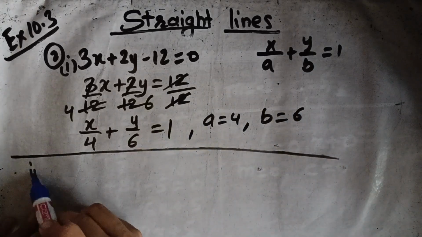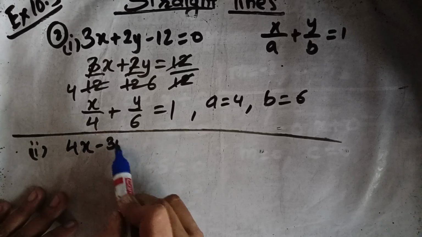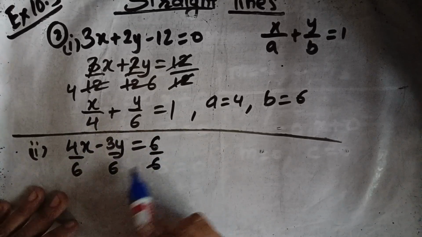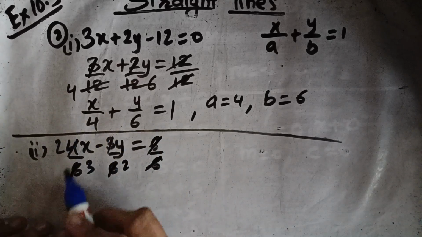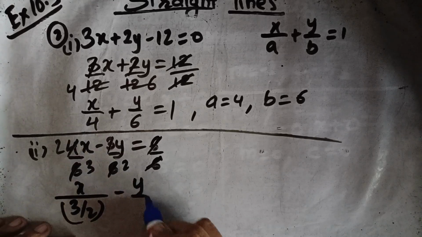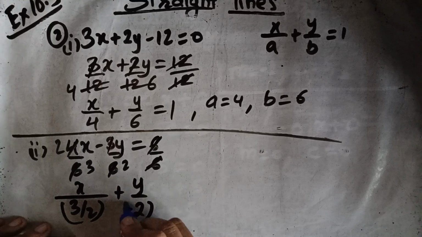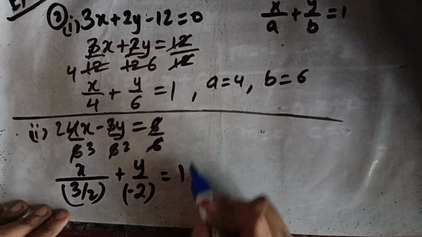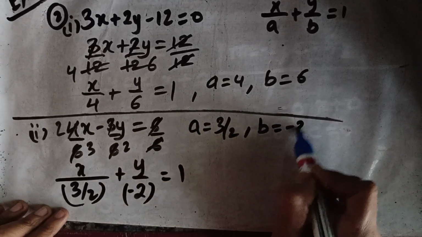Okay. Second equation, 4x minus 3y equal to 6. So divide by 6. Okay. So this becomes 3 by 2. This minus you have to remove, so you can write minus for this. Okay. So a is 3 by 2 and b is minus 2.